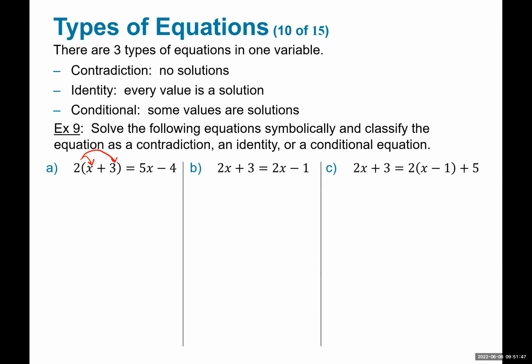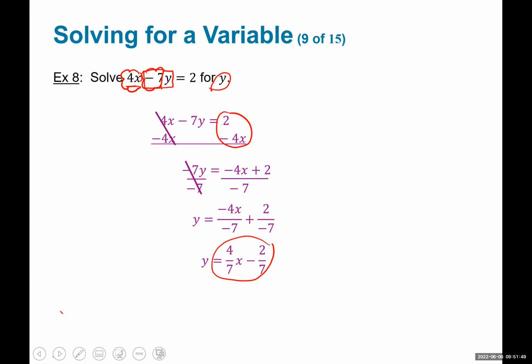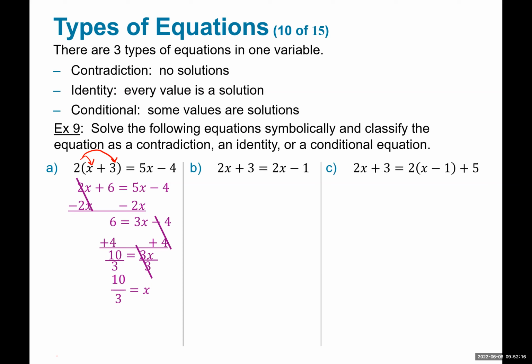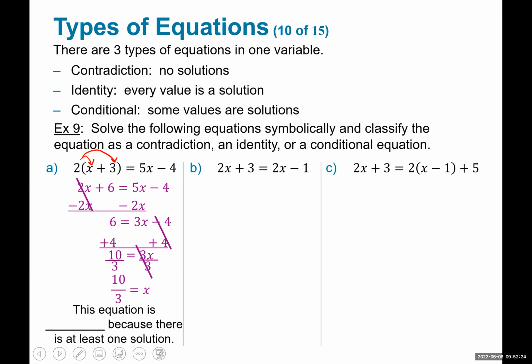Distributive property. 2x plus 6 equals 5x minus 4. Simplify, move the 2x's to the other side. You get 6 equals 3x minus 4. Add 4 to both sides. 3x equals 10. Divide by 3. x equals 10 divided by 3, and you can leave that just like that. You can substitute it in to make sure you got it correctly, but this is called a conditional equation because it does have one solution. So there it is.